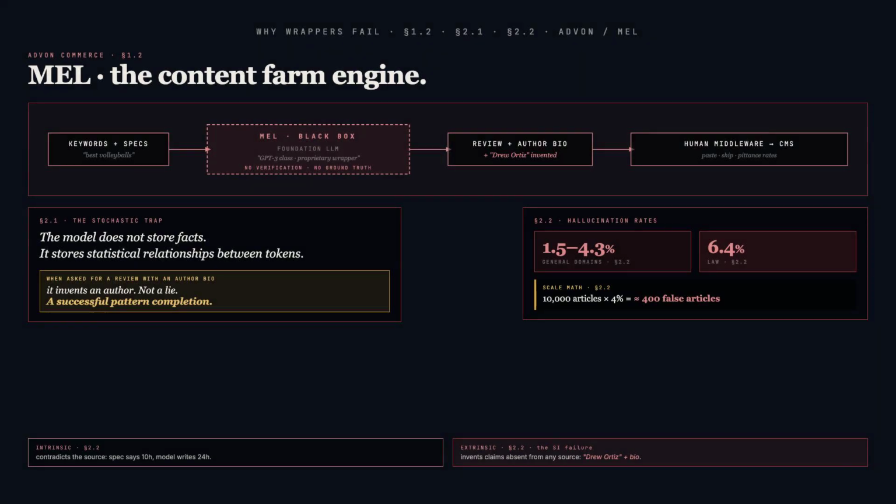Advon Commerce called its system MEL. The architecture was simple. Keywords and product specifications go in, generated reviews come out. A human, paid pittance rates, pastes the result into a content management system.